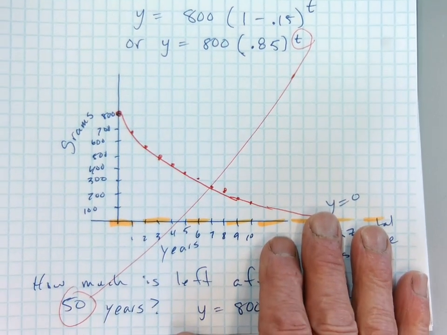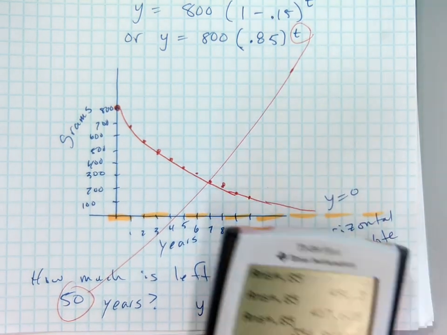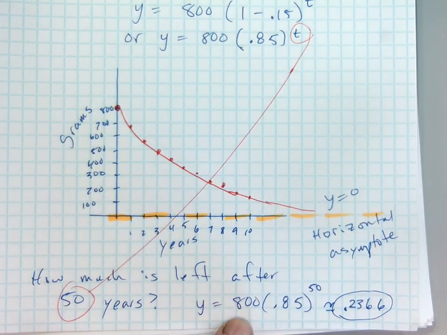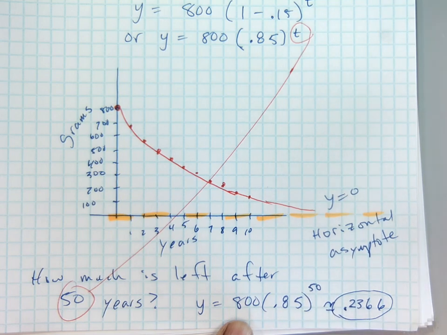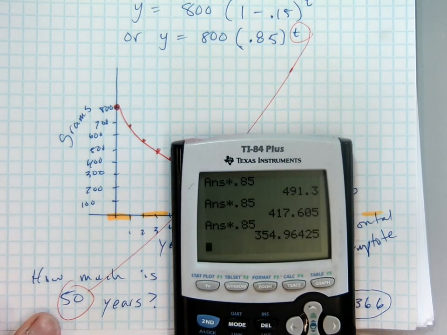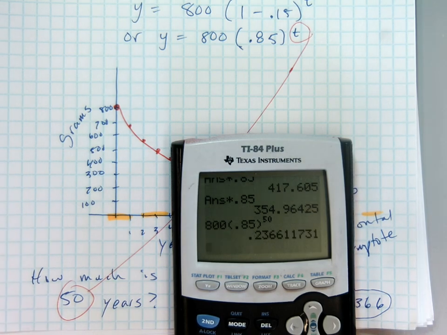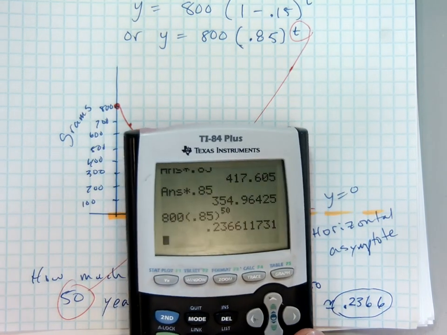Then we finally say, okay, how much is left after 50 years? So I put 50 in for t, and I used my equation. So 50, I want 800 times 0.85 to the 50 power because 1 minus 0.15. So then I went and used my calculator, went 800 times 0.85 to the 50th year, and boy, it's almost all the way gone, down to about 0.236 grams.